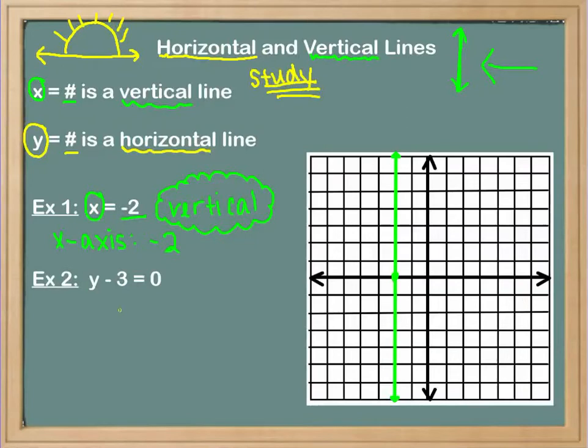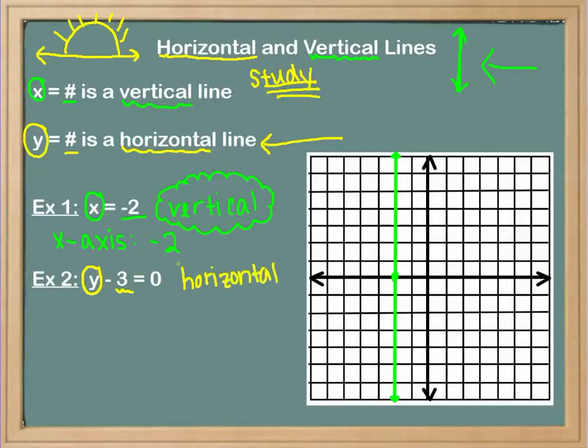Now, example number 2 is as difficult as it can get for graphing vertical and horizontal lines. What I mean by that is you'll notice that there's a y and there's a number. The only thing we have to work to do here is get y by itself, and then it'll be back in this original form. Notice there's no x, and that's how I know it's going to be a special type of line. It's going to be a horizontal line.